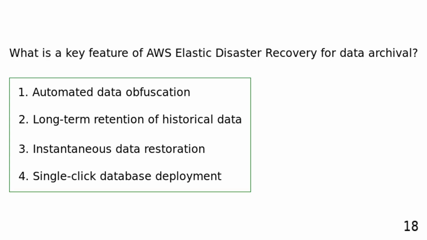What is a key feature of AWS Elastic Disaster Recovery for data archival? Automated data obfuscation. Long-term retention of historical data. Instantaneous data restoration. Single-click database deployment.